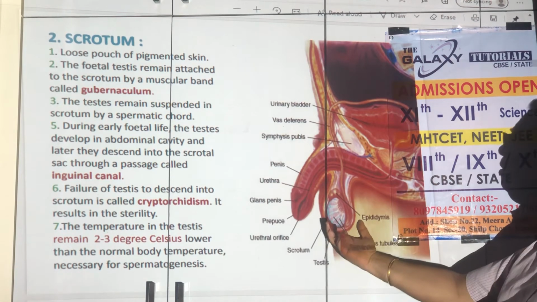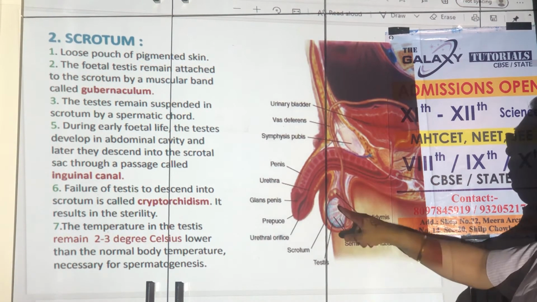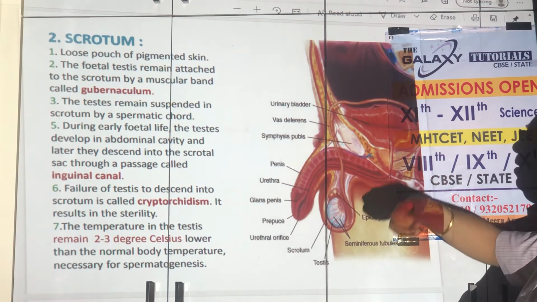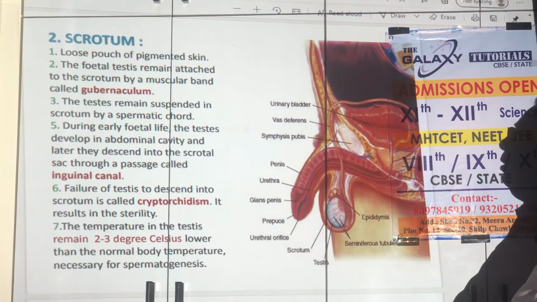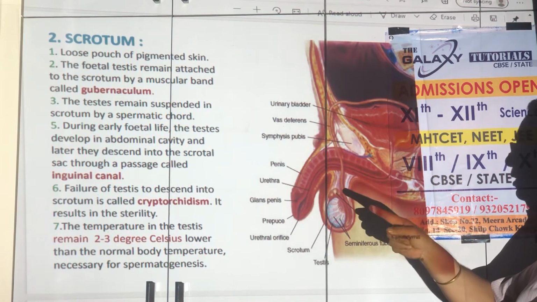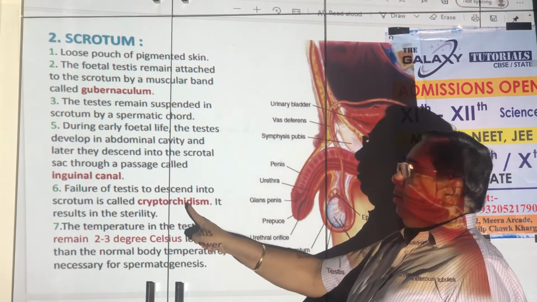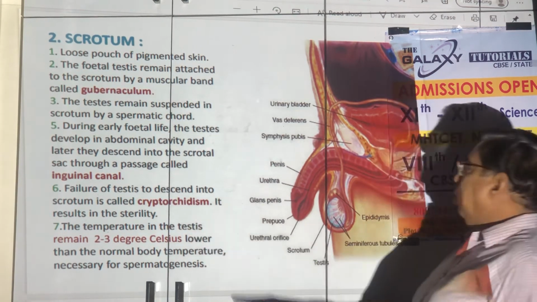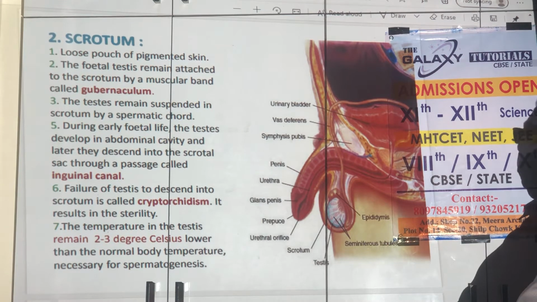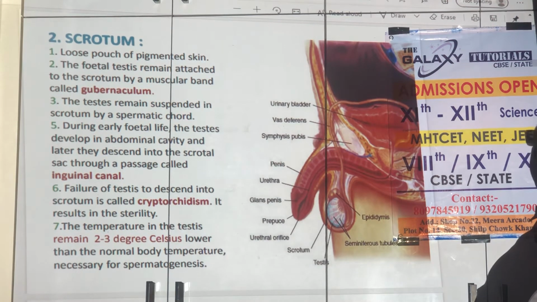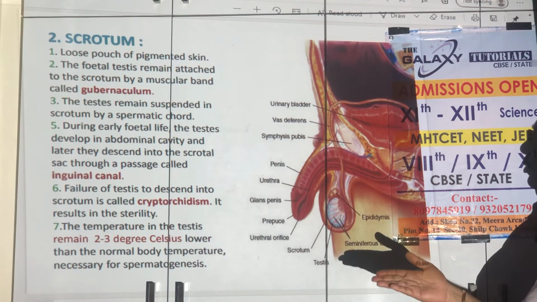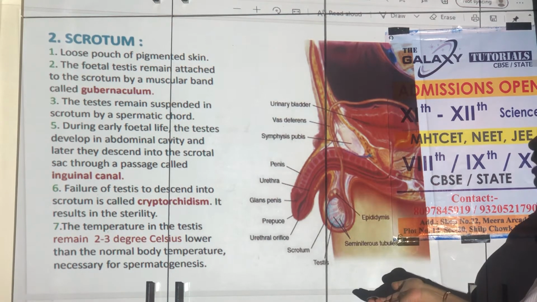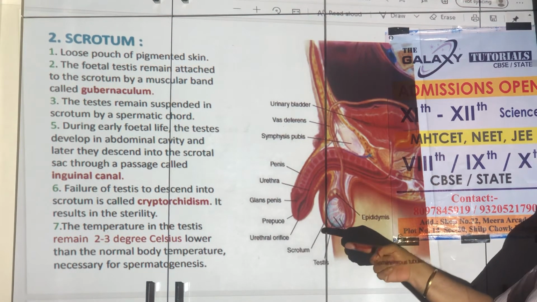So this is that sac-like thing in which the testes are attached by gubernaculum so that they are suspended. And itself it has a spermatic cord. Then, abdominal cavity, inguinal canal, and if it doesn't come down, cryptorchidism. Remember, only 25% of testes is formed in the abdomen. You will be sterile because of this if it doesn't come down. So, till you are 3 years of age, you can do surgery, bring it down, and it will survive. This is one of the malfunctions. Temperature is 2 to 3 degrees lower. That is why they hang down, which is necessary for spermatogenesis.